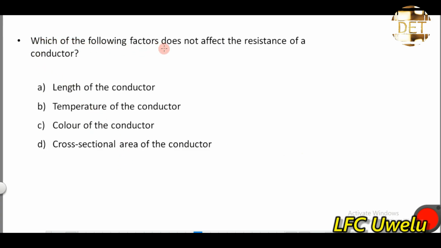Which of the following factors does not affect the resistance of a conductor? So the factors that affect the resistance of a conductor, there are 4. We have temperature, we have length of the material of the conductor, we have resistivity of the material, and then lastly we have the cross-sectional area.